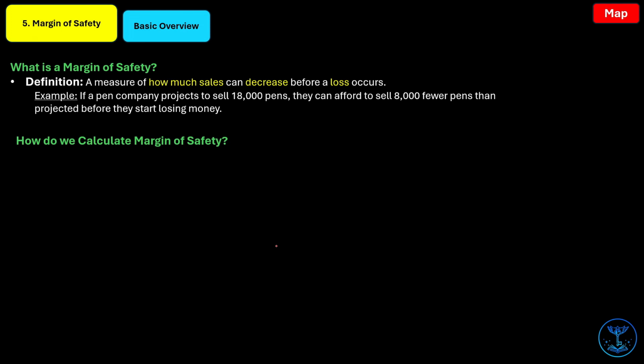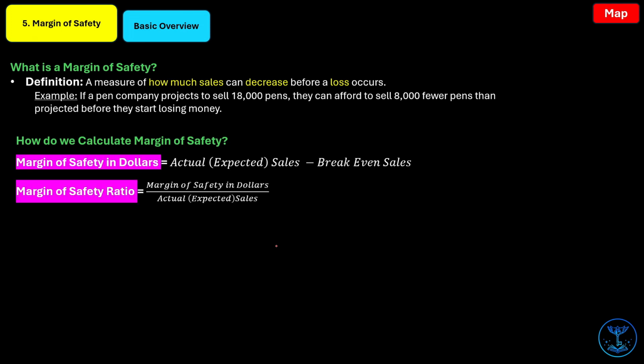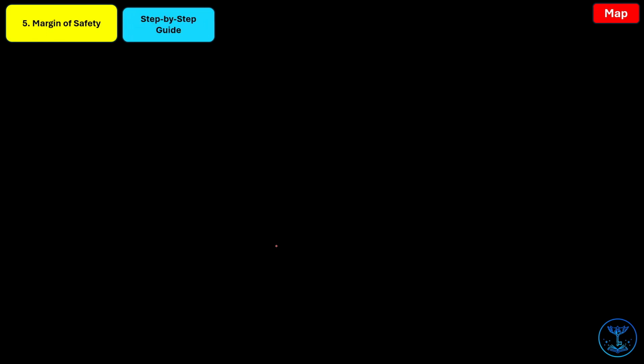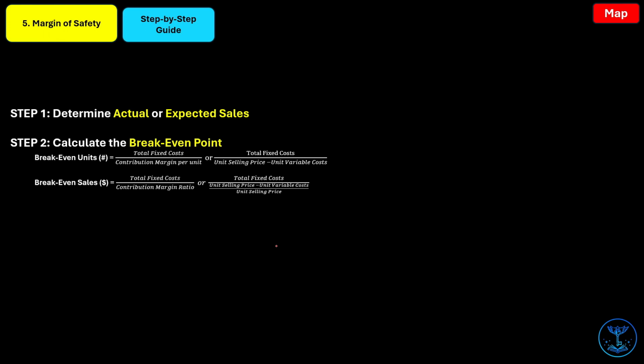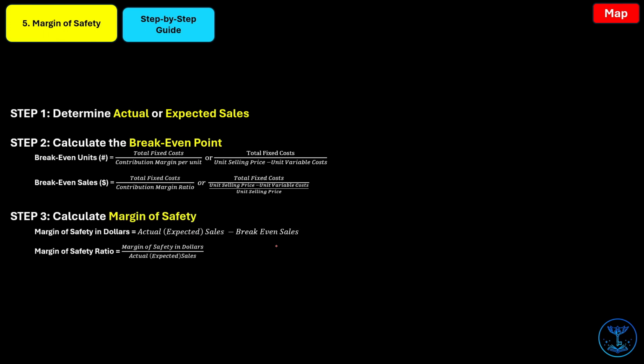So how do we calculate margin of safety? Margin of safety in dollars is equal to your actual or expected sales minus your break-even sales. And then your margin of safety ratio is your margin of safety in dollars divided by the actual expected sales. So let's look at a step-by-step guide. Step 1, determine the actual or expected sales. Step 2, calculate the break-even point. Step 3, calculate your margin of safety.